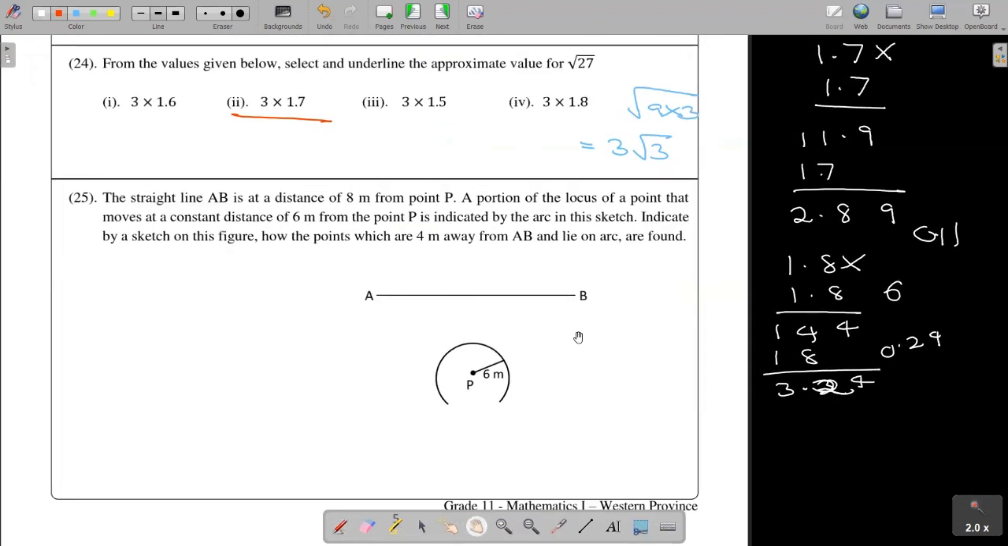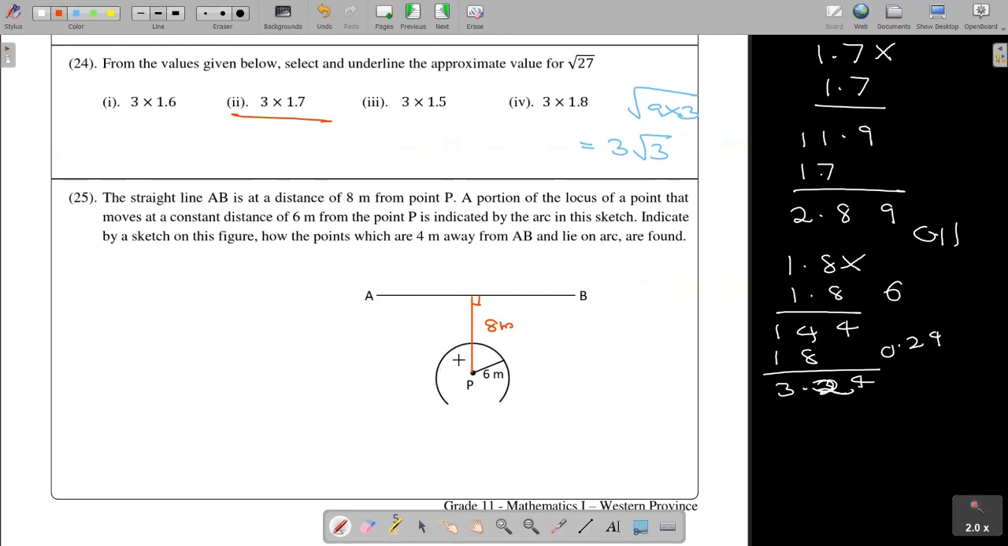The straight line AB is at a distance of 8 meters from P. So this is 8 meters. Right. 8 meters means this perpendicular distance, right? If you can't get this.